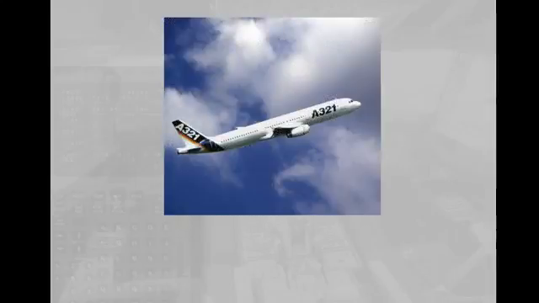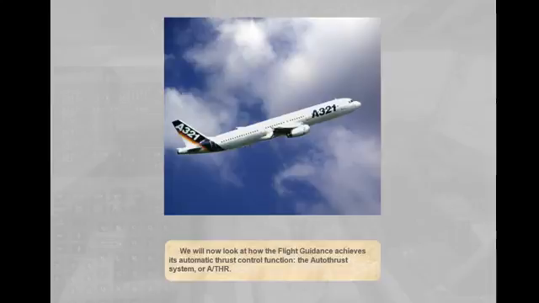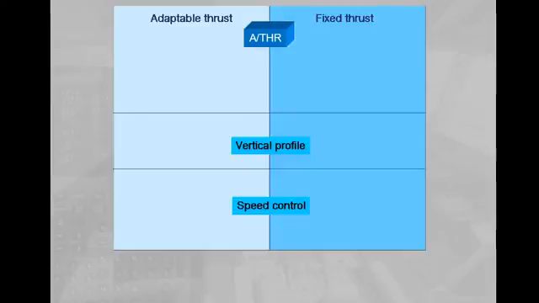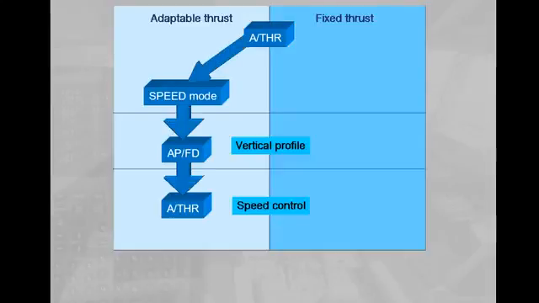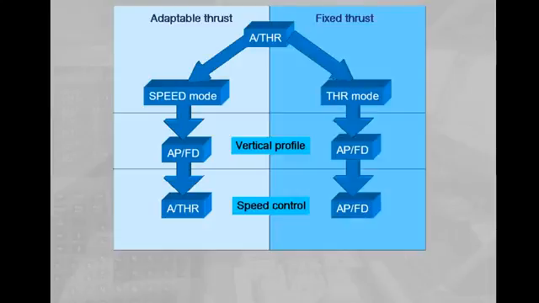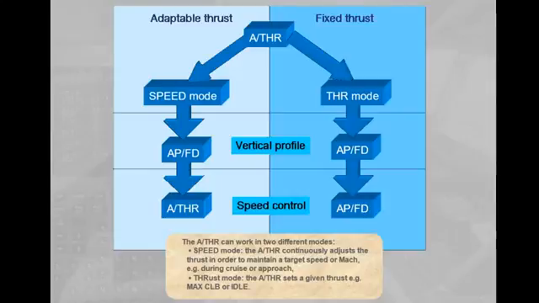We will now look at how the flight guidance achieves its automatic thrust control function, the auto-thrust system, or autothrust. The autothrust can work in two different modes. Speed mode: the autothrust continuously adjusts the thrust in order to maintain a target speed or Mach, e.g. during cruise or approach. Thrust mode: the autothrust sets a given thrust, e.g. max climb or idle.